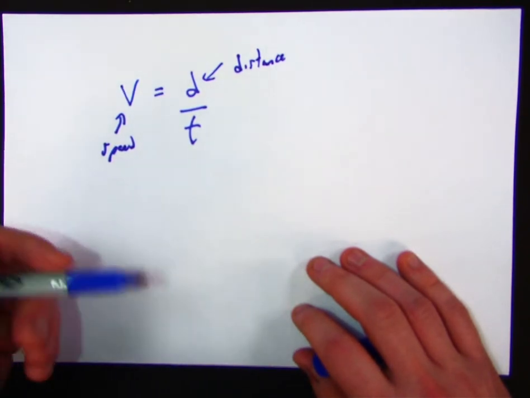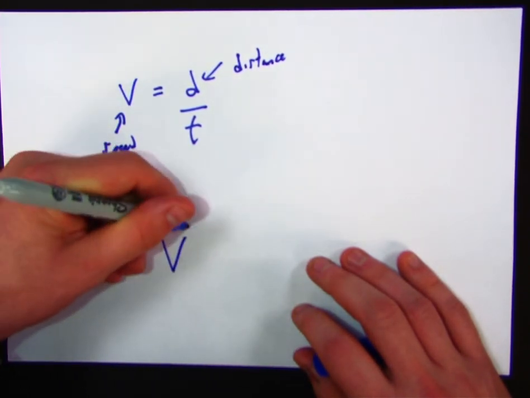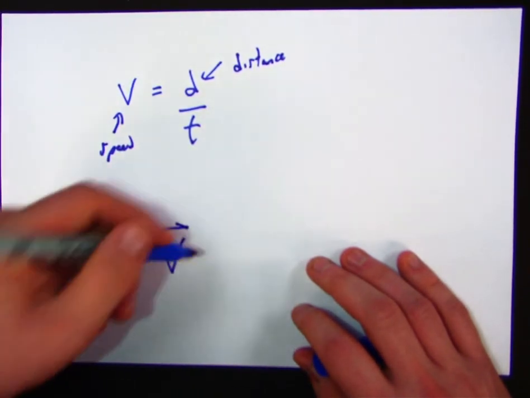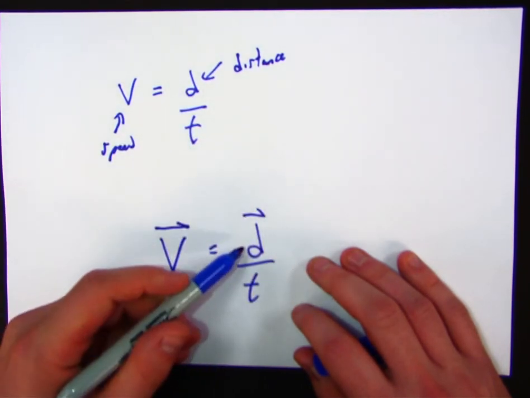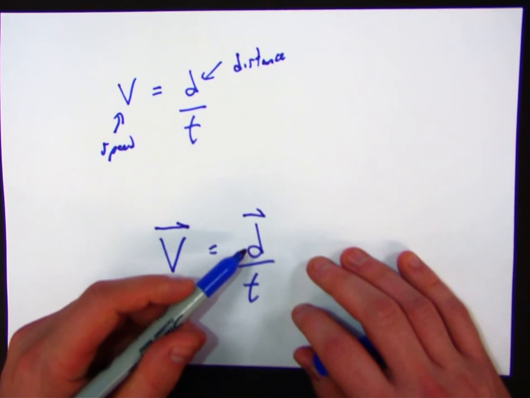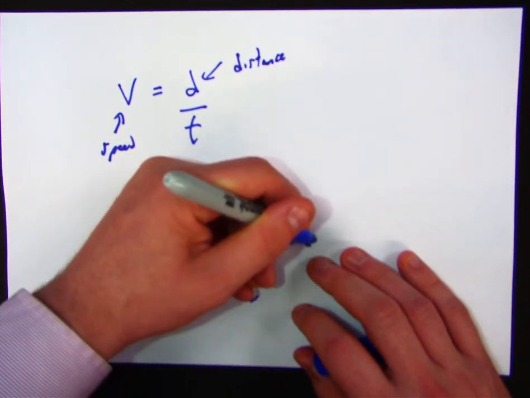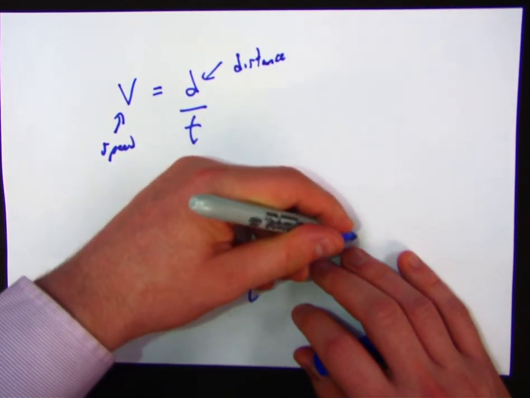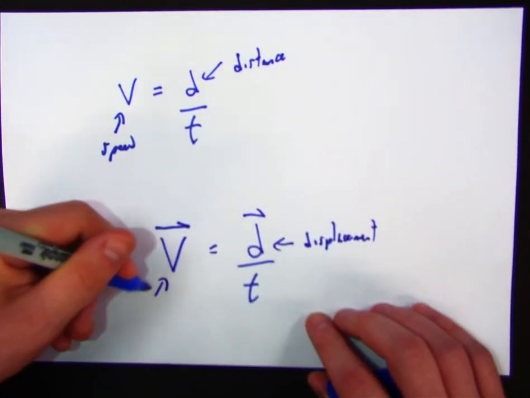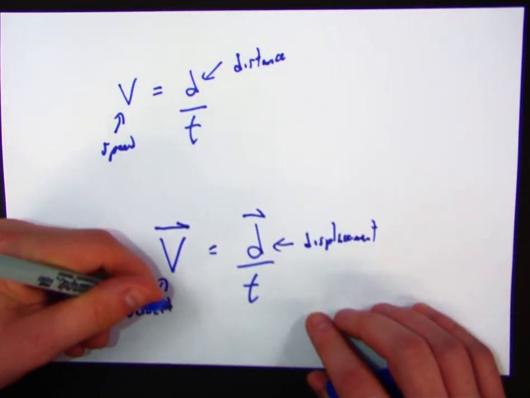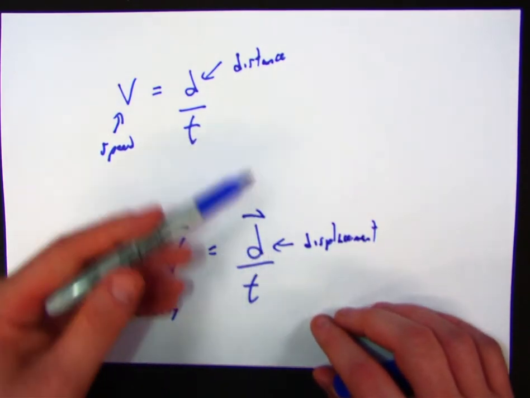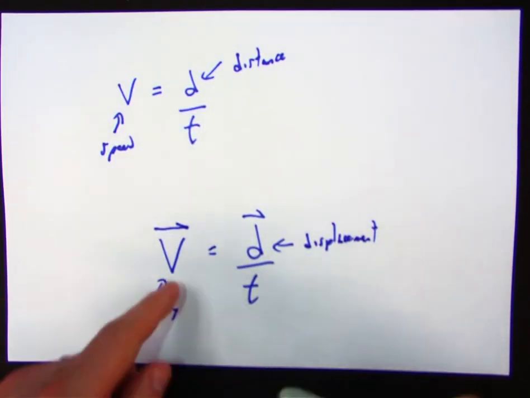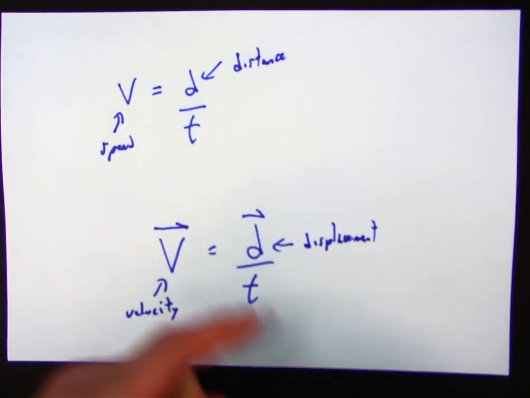But if you look at the velocity equation, it looks almost identical. I'm going to draw with a little arrow to represent velocity. That's going to equal d with an arrow over time. You'll know now that this represents displacement, and this is velocity. They look relatively the same. What's the fundamental difference between them besides what they're based on? Well, velocity again is a vector. It has direction. Speed does not.